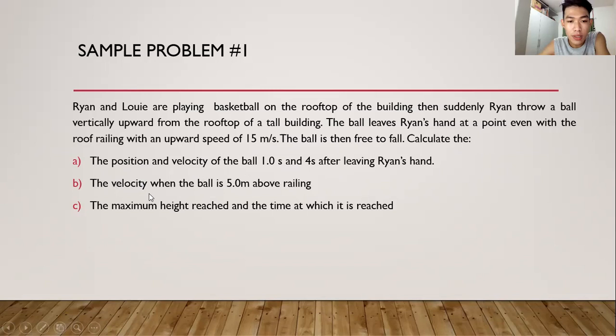B. The velocity when the ball is 5 meters above the railing. And calculate the maximum height reached and the time at which it is reached.